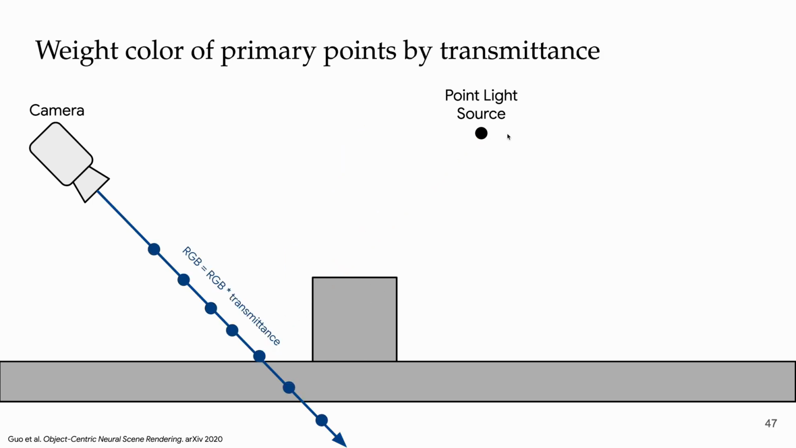Given that transmittance computation, if we do that for all of the different shadow rays, each point will have its own computed transmittance, and we can multiply the original RGB color of each sample by the transmittance that we computed from the shadow rays.